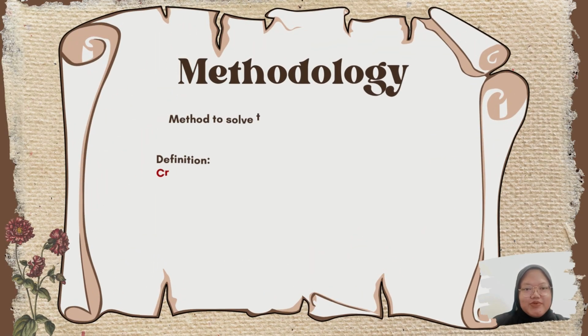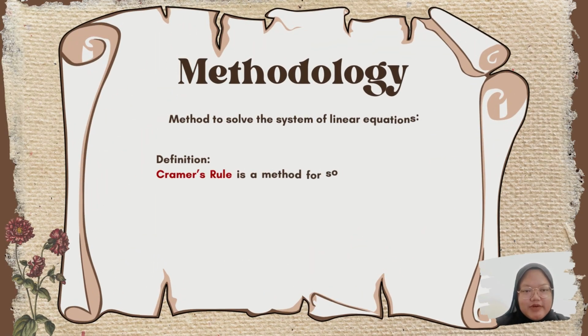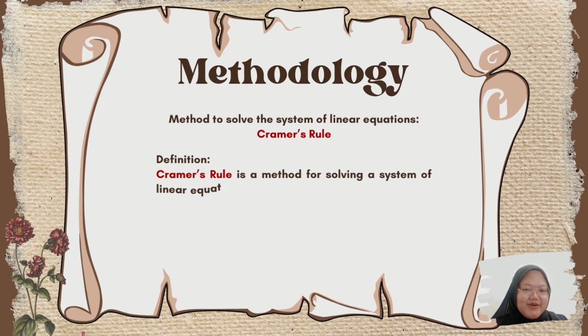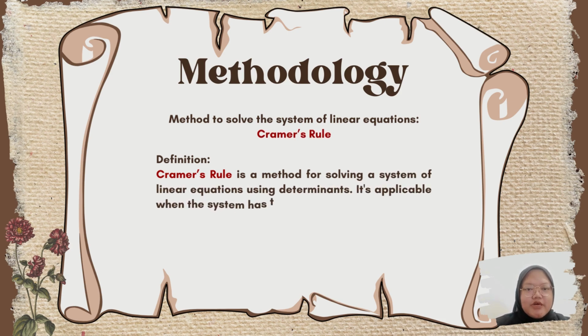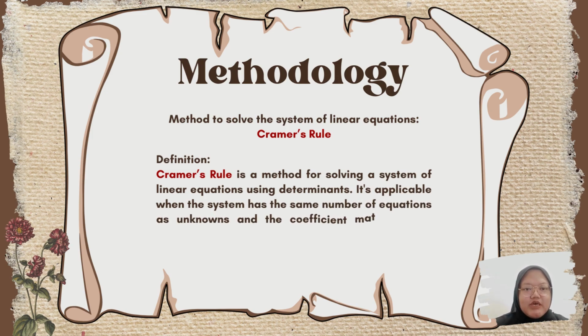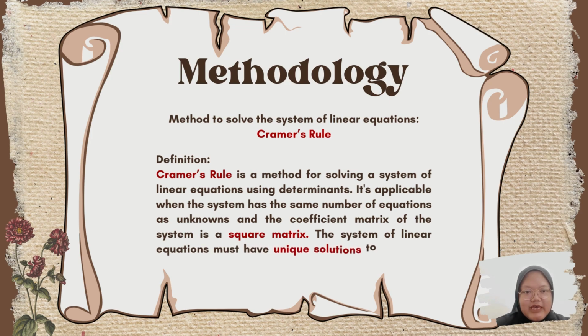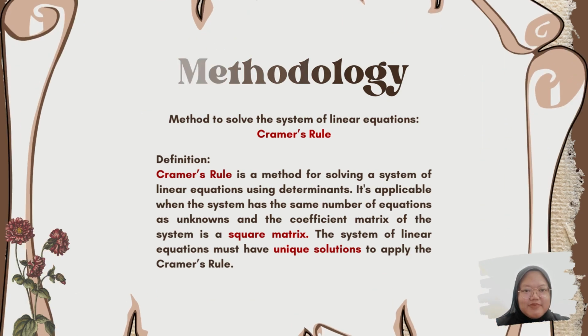The method we use to solve the case study is Cramer's rule. Have you guys heard about Cramer's rule before this? Let me explain what Cramer's rule is. Cramer's rule is a method for solving a system of linear equations using determinants. It's applicable when the system has the same number of equations as unknowns and the coefficient matrix of the system is square matrix. The system of linear equations must have unique solution to apply this method.